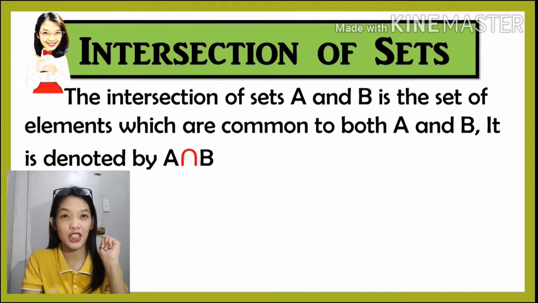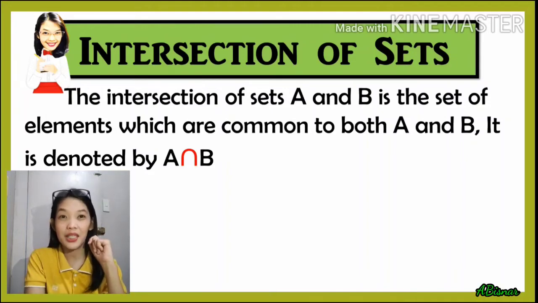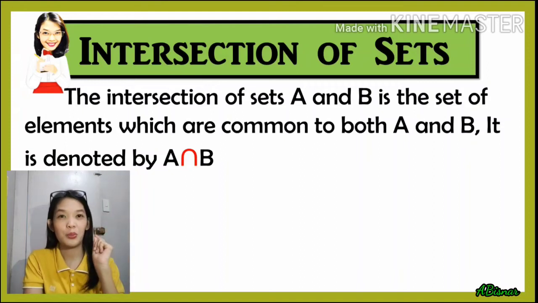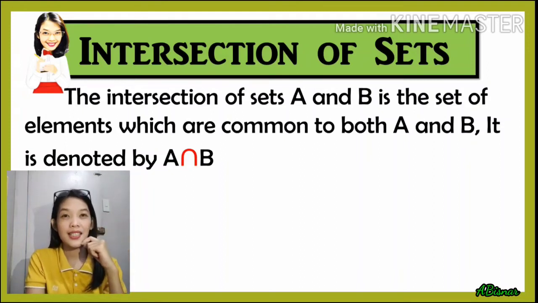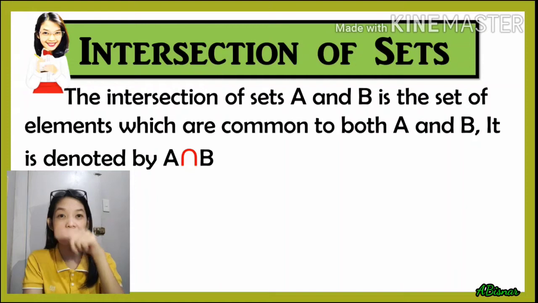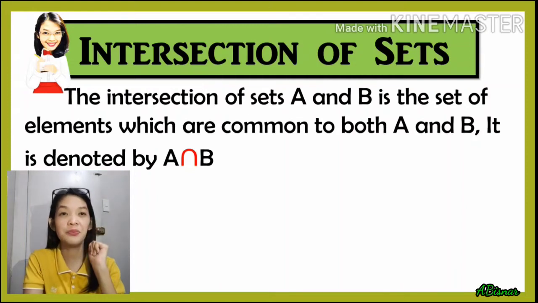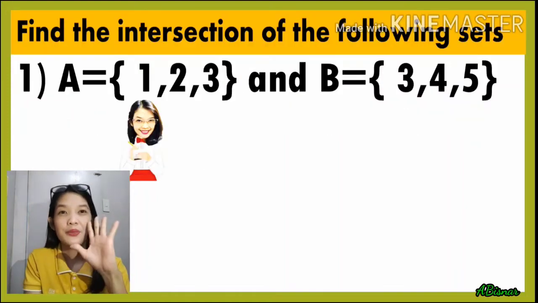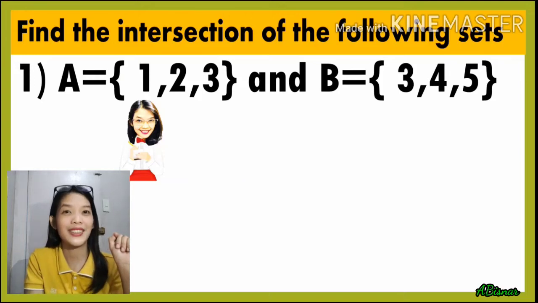We must define the intersection of sets. The intersection of sets A and B is the set of elements which are common to both A and B. It is denoted by A, the symbol for the intersection, and then B. Find the intersection of the following sets.